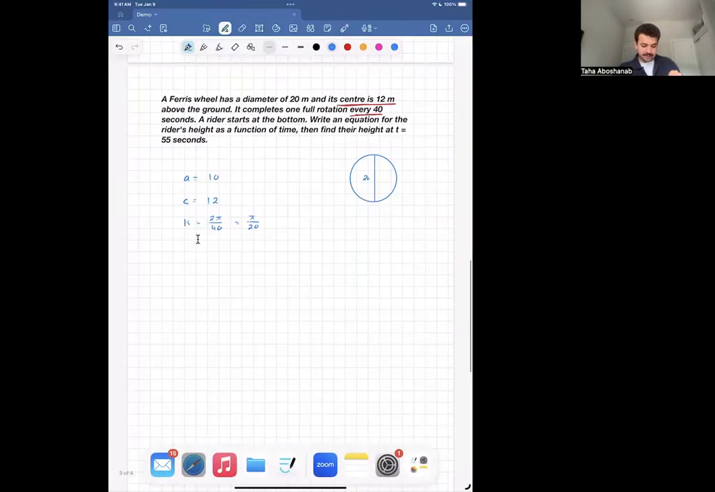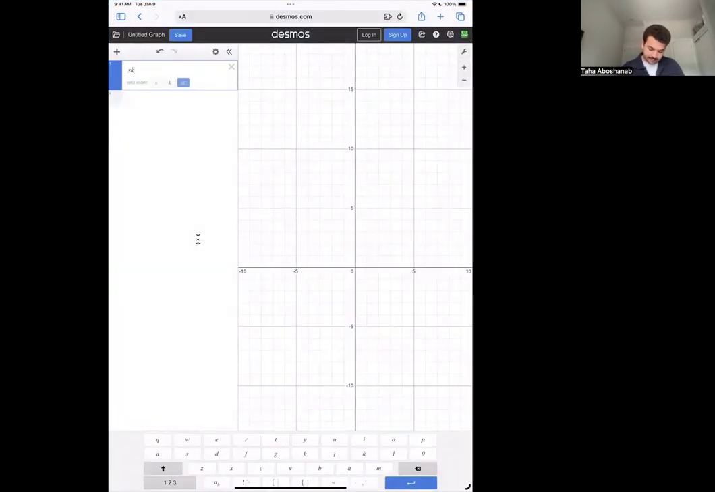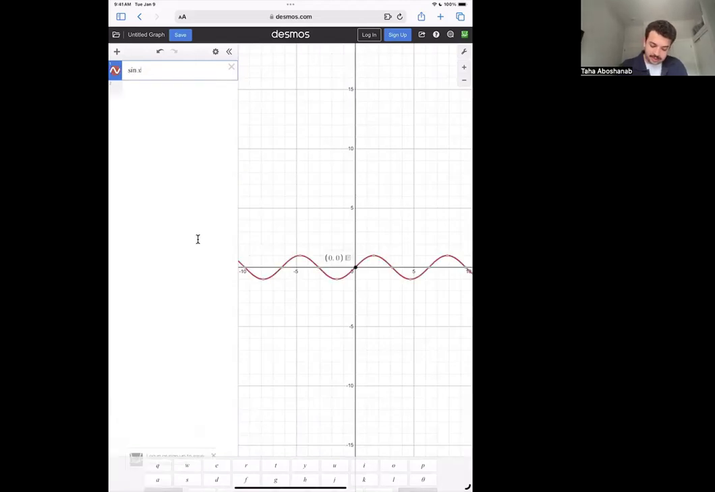Let's take a look at Desmos, for instance. If I write down sine x, you'll see that sine starts from 0. It doesn't start from the minimum point, but we want to start from the minimum point because, if you're on a Ferris wheel and you're at the bottom of the wheel, you don't start from the middle of the Ferris wheel. So you want to start from the bottom.